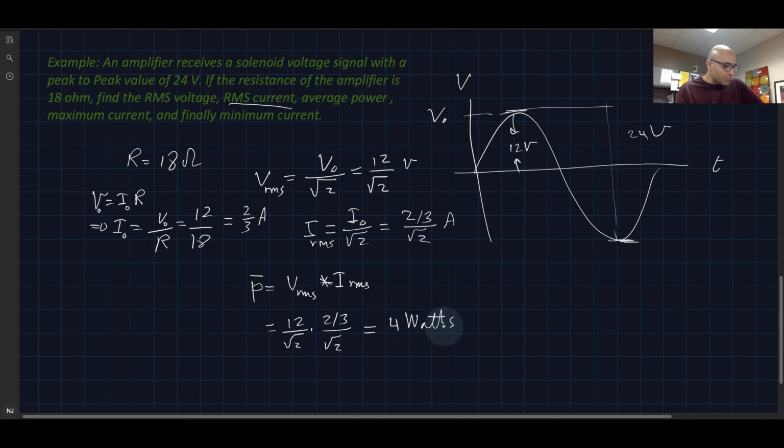Now what else do we need to find? We need to find the maximum current. We already did that here. And finally, the minimum current. If the maximum current is 2 over 3 amps, the minimum current would be minus 2 over 3 amps, because it would be at the bottom here. And that's it for now.